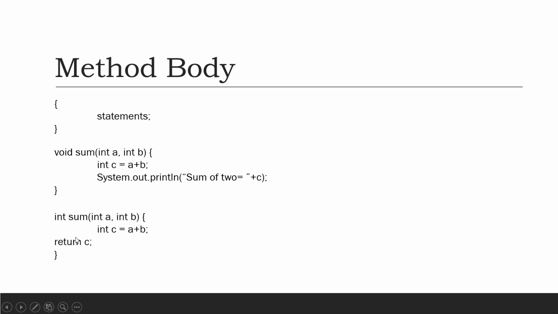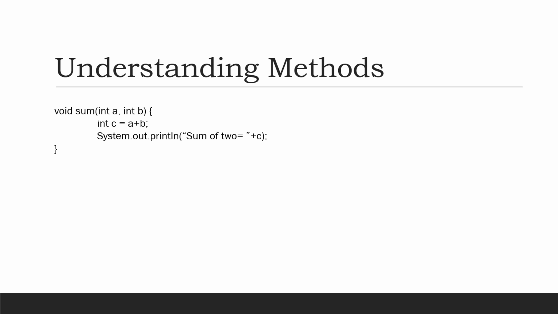So this is how we can define the method body based on our requirement: what types of arguments we are expecting, a meaningful name for the method, and what type of return type we are expecting. Like in this case we want to return an integer type. Now let's understand with the help of some examples. Let's go to the IntelliJ IDE and write some logic.